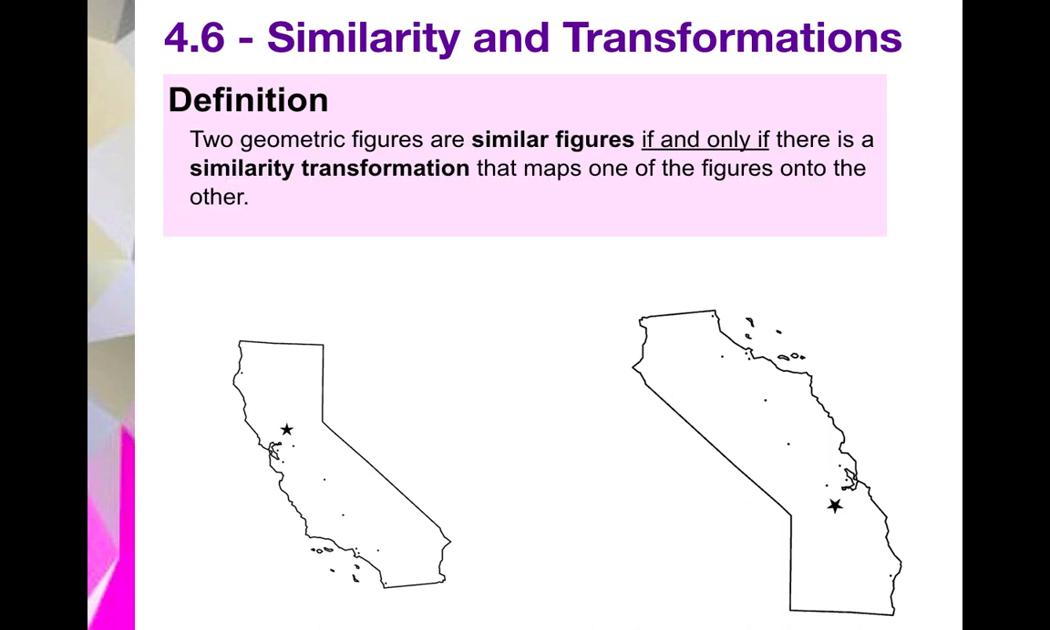So two geometric figures are similar figures if and only if there's a similarity transformation that maps one figure onto the other. And you can see that the transformations that would happen here is that you would have a rotation and then you would have a dilation. And that works so that these are similar.